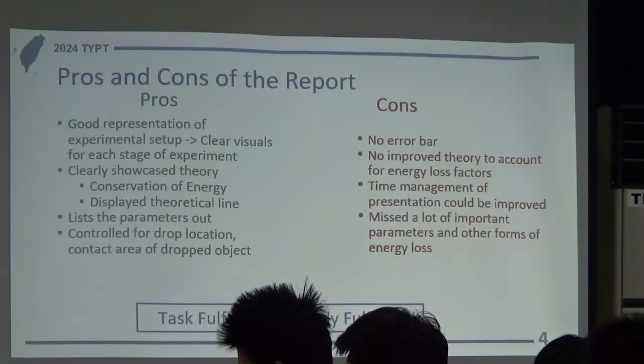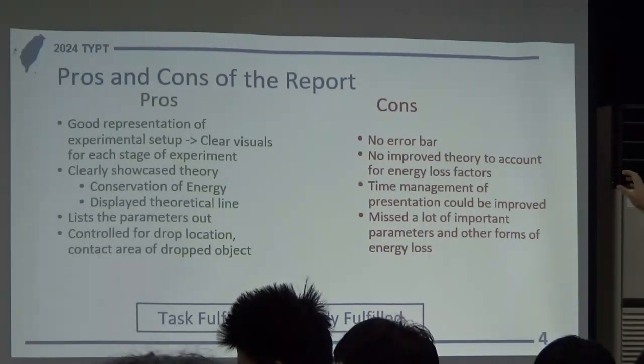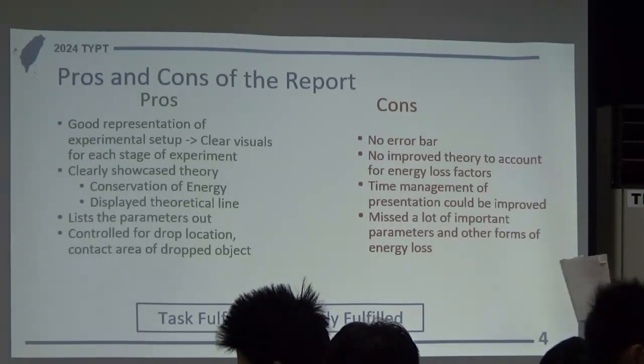For the cons, they didn't have error bars in their curve, so we didn't know if the data actually matches their theory. They had no improvement in their theory to account for different energy loss factors. And the time management and precision could be improved. They missed a lot of important parameters and other forms of energy loss.